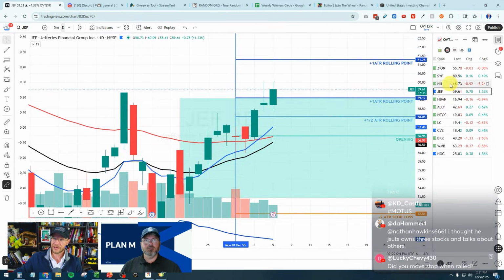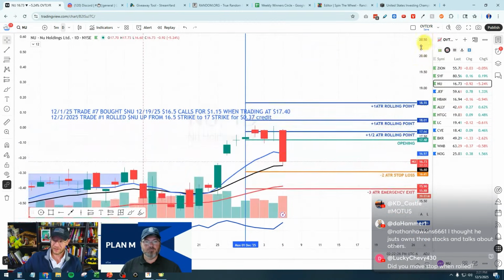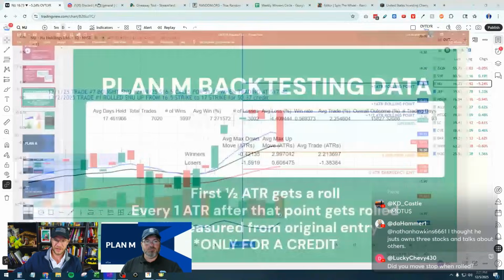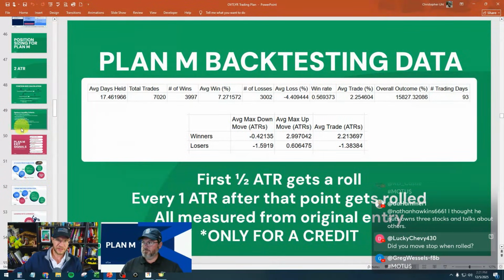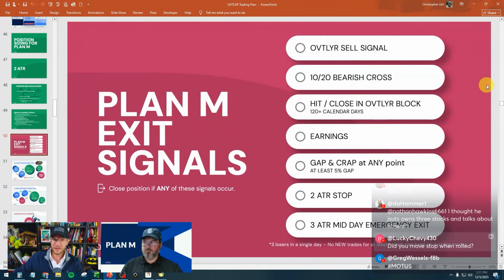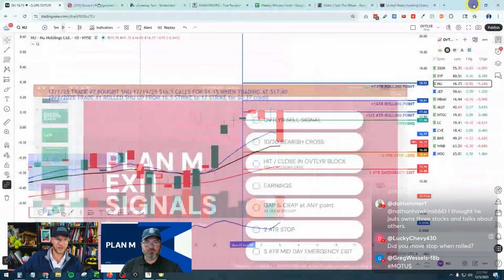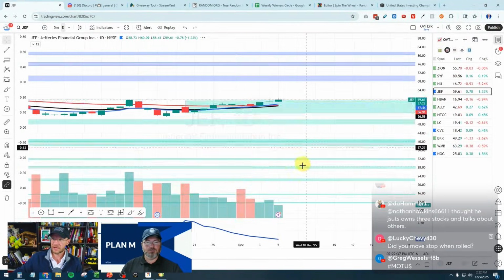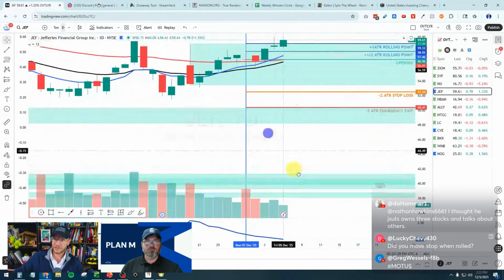Moving to Jeff. Now, again, this trade's not done. This trade, we're going to let it run until it hits an exit point. Of the exit points, that's what these are right here. And there's nothing to do in the meantime, except rolling if you can. Nothing to do in the meantime. Let's go to Jeff. I did just roll Jeff just a minute ago.